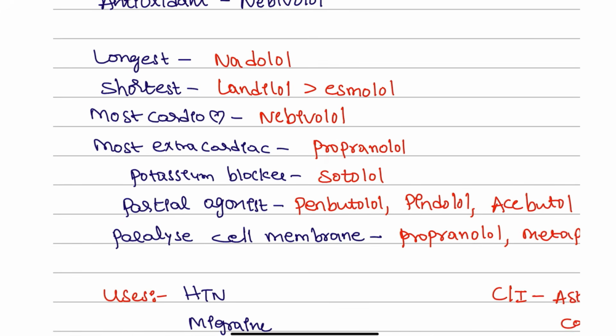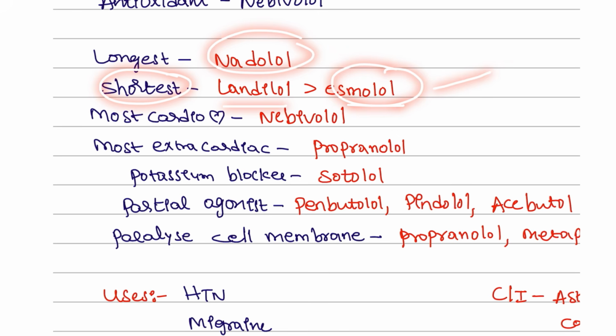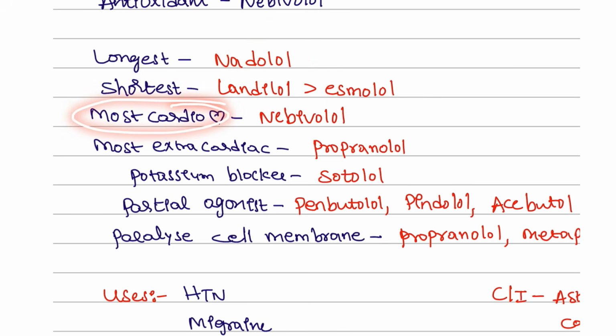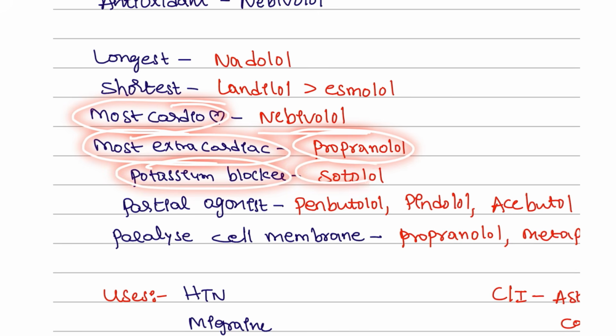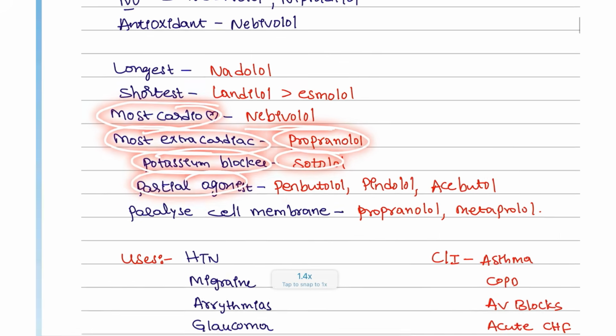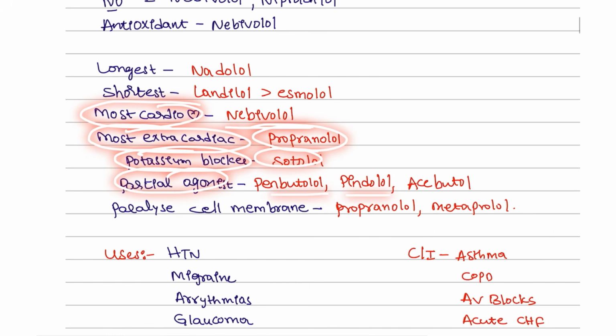Next, longest acting is nadolol and shortest acting is landiolol or esmolol. Esmolol is also seen in the anti-arrhythmic classification. Best cardioselective is nebivolol and the most extracardiac, outside the cardiac tissue, is propranolol. Potassium blocker is sotalol, and partial agonists are penbutolol, pindolol or acebutolol, and membrane stabilizing are propranolol and metoprolol.